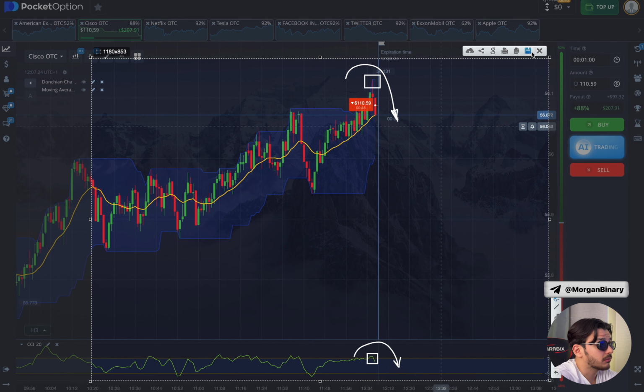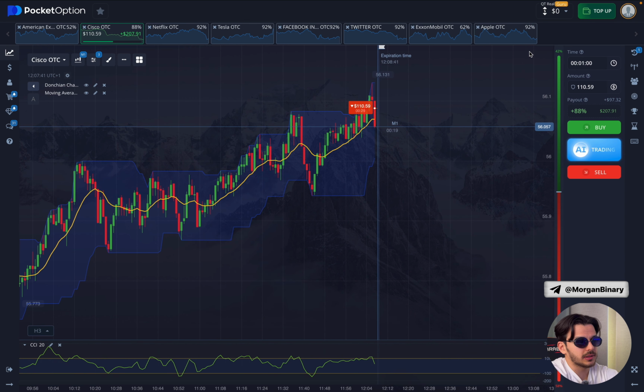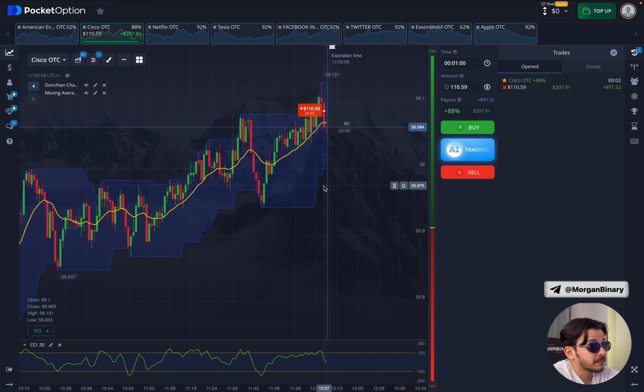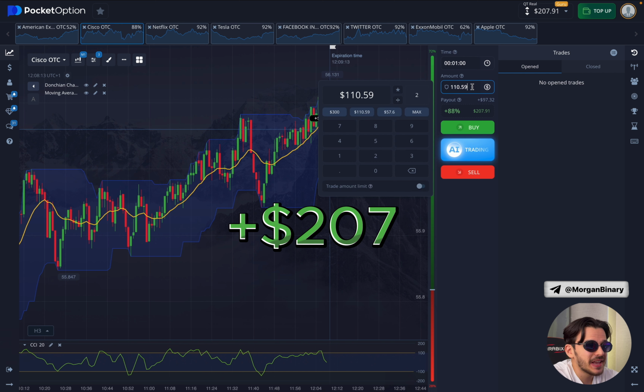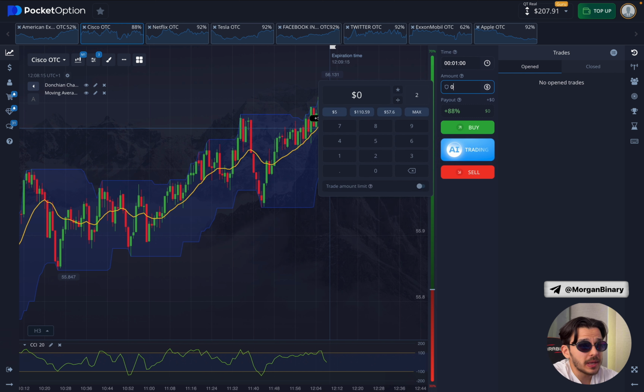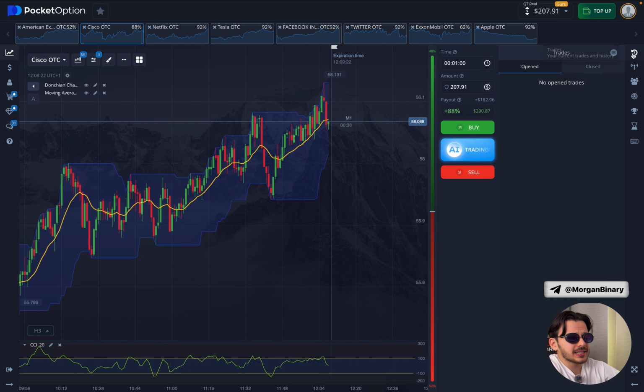So let's see the result. And the position closed in plus perfectly. The opening will also be carried out on the maximum amount of balance. Let's continue and pick up the next entry point.